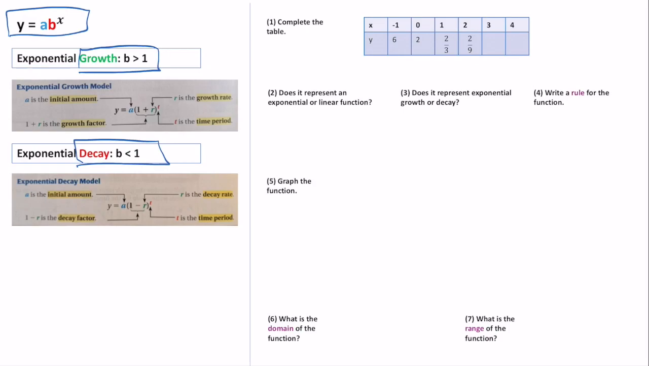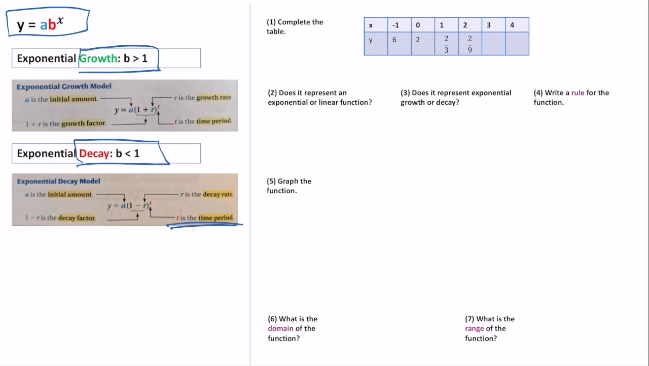And then X just tells you how many times you are multiplying by that growth factor. And sometimes we're talking about years, and in that case, we'll just call it T, but it's still the same thing. So now let's go over to this problem. 1, complete the table. Okay, so let's look.